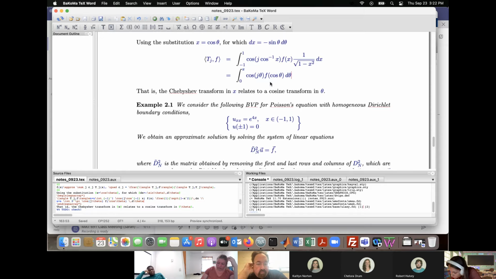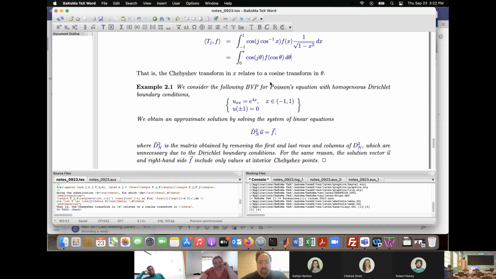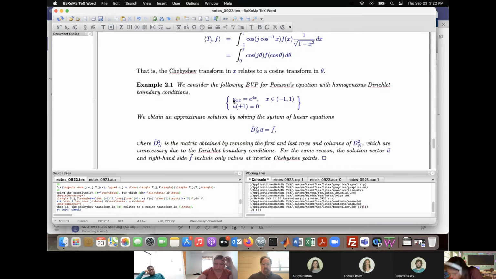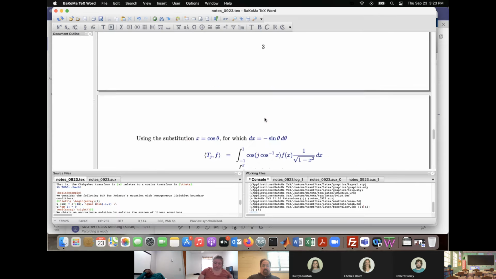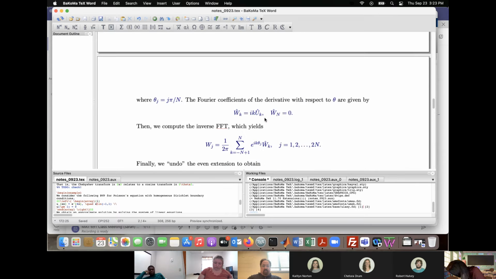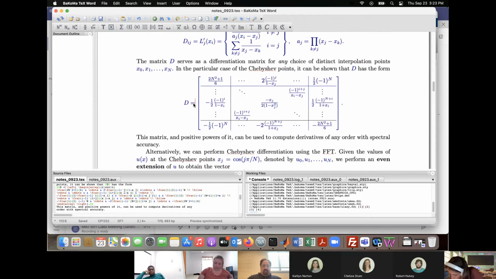Now, I want to show you some examples involving non-periodic boundary conditions and how the differentiation matrix that I showed you earlier can be used. For example, here we have Poisson's equation with e to the 4x as the right-hand side, and these boundary conditions. So we're on the interval -1 to 1, with homogeneous Dirichlet boundary conditions. So what you do is take this matrix from earlier, and I'm going to call this D_N.